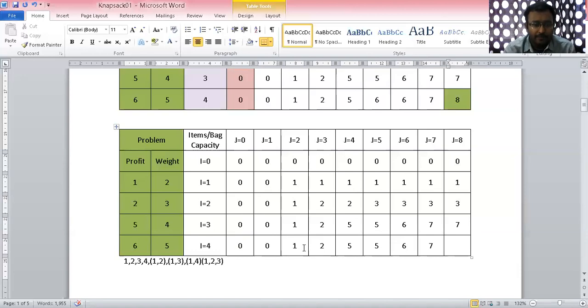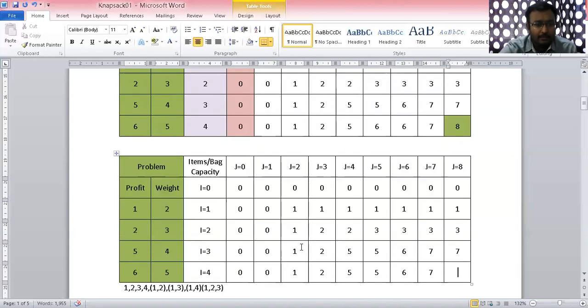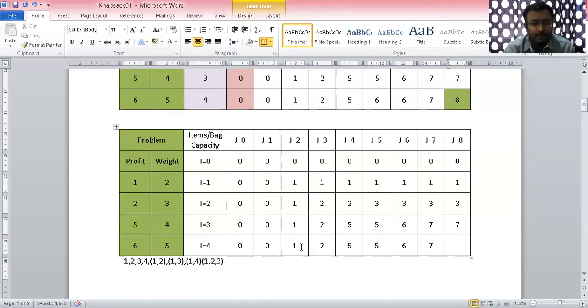Just if you can see the table, so which items I can add. I can make any choice out of my four items. That is item number one, item number two, item number three, and item number four. I can make any choice, but I should get maximum profit, as well as one more important thing I should keep in mind is I should not exceed the bag capacity.